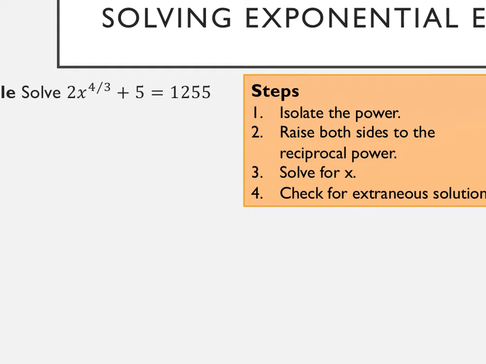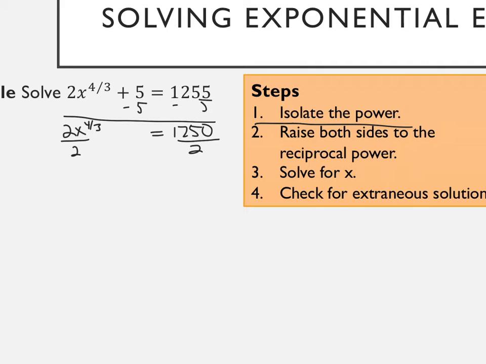So if we look at our first type of problem, the first step we're always going to do is isolate the power. So I have to ask myself, how do I get the exponent completely alone? Well, you're going to subtract 5 on both sides for starters, and we'll have 2x to the 4/3 power equals 1,250. And then we ask ourselves, is the power completely isolated? And the answer to that question is no. We can still divide both sides by 2. And so it looks like we'll have x to the 4/3 equals 625. And now our exponent is completely isolated.